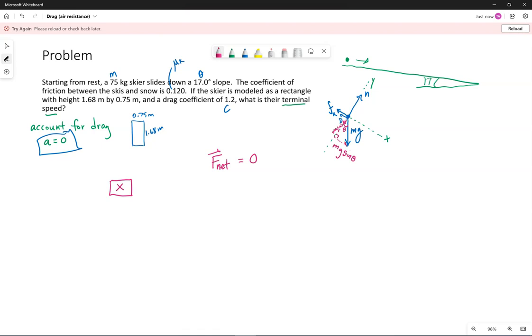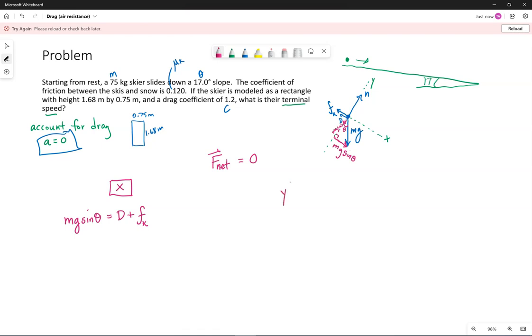In the x direction, we have this component of gravity pointing down the incline or slope. So mg sine theta points down the incline. Because the acceleration is 0, when we've reached a terminal speed, we can say that component of the force of gravity needs to equal the drag force plus the kinetic friction force. That's balancing them out. We could totally say mg sine theta minus drag minus friction equals 0 because there's no acceleration.